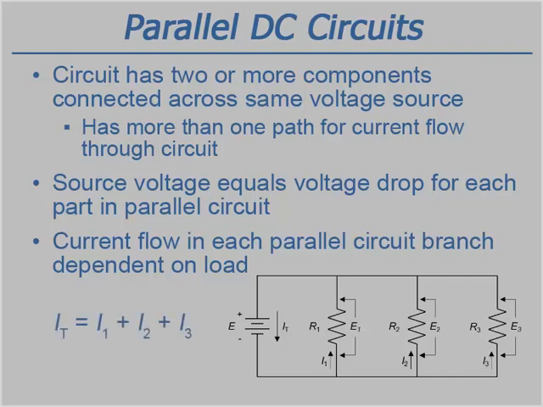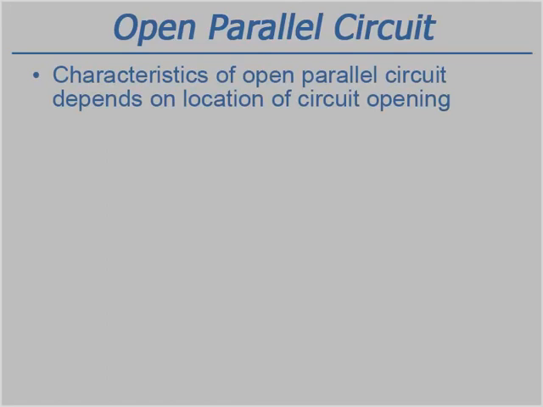When the current leaves the voltage source, a portion of the total current will flow through the first branch, that is I1. Another portion of the total current will flow through the second branch, that is I2, and the remainder of the total current will flow through the third branch, that is I3. Since the voltage drop across each branch of the circuit is the same, current flow through each circuit branch will be different based on the load resistance in that branch, as shown using Ohm's law. Since a parallel circuit has more than one path for current to flow, an open circuit will affect the operation of a parallel circuit differently depending on the location of the open circuit.